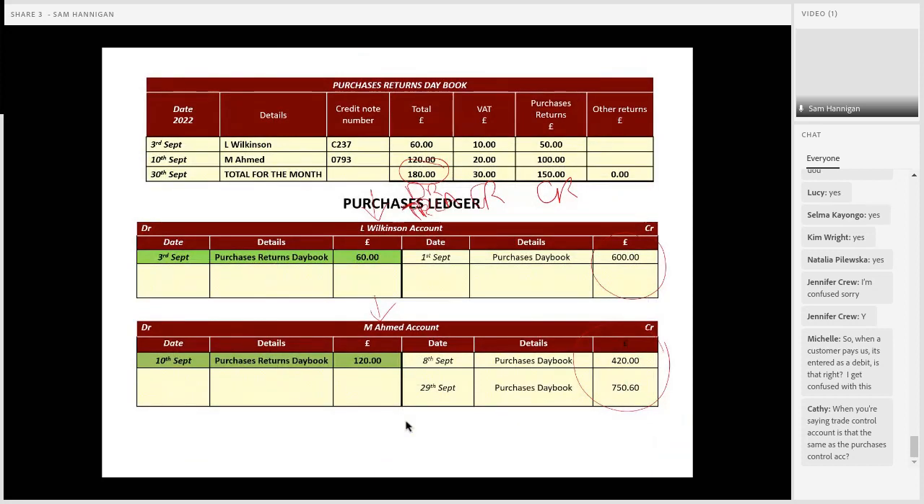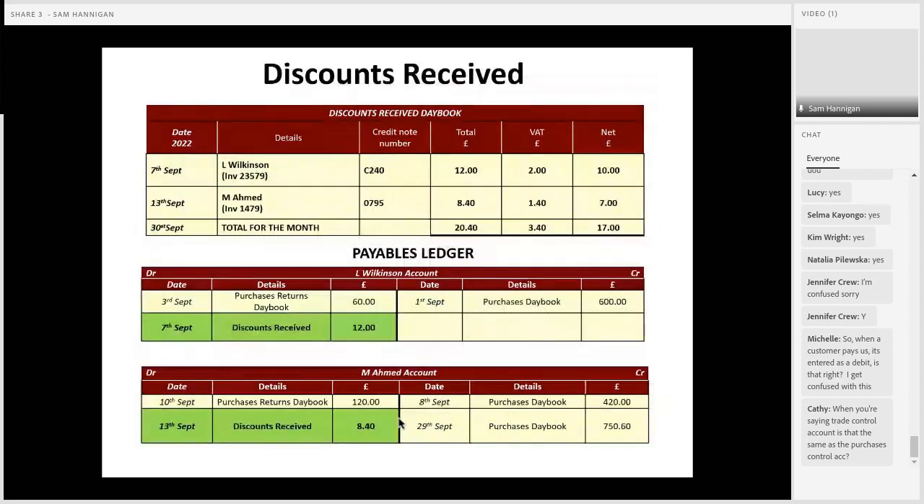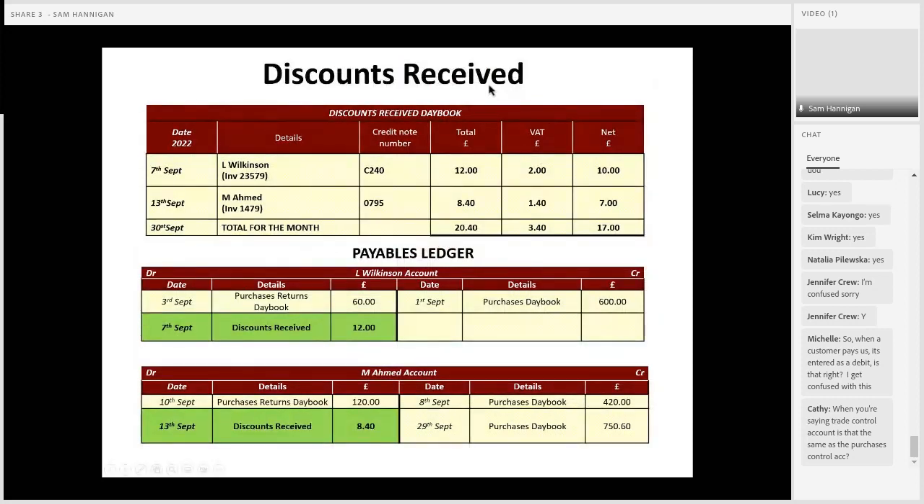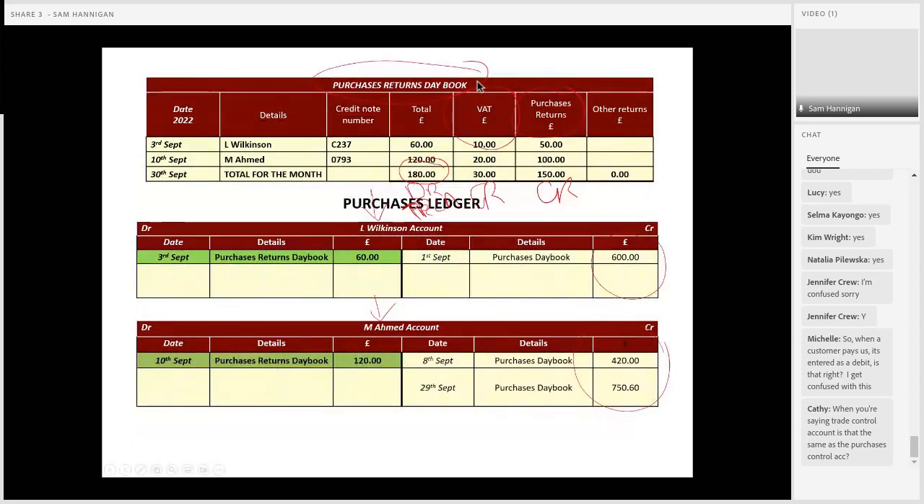So when it comes to the purchase returns day book, if you remember what I said last week, you've got to have a separate purchase returns day book. Okay, so what you would do is you would have a purchase returns account. You'd then have the VAT account, which would use the same VAT account. Okay, you'd only have one VAT account. You wouldn't have two separate for in and out. Okay, and then you've got your trade payables control account.